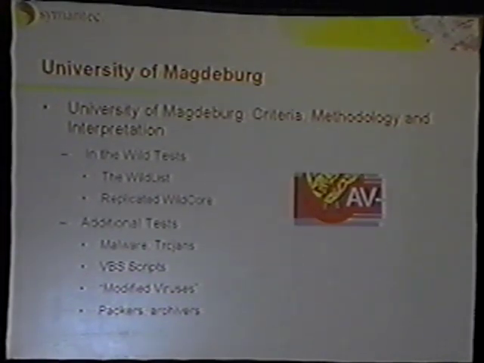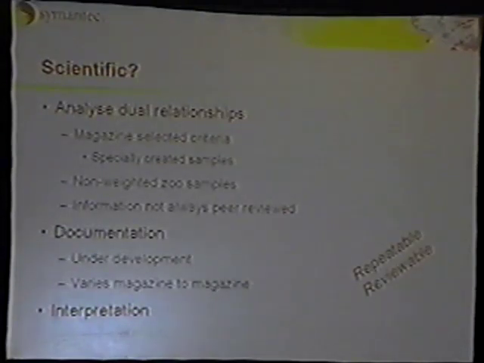So Andreas Marxen, University of Magdeburg, which is now AV Test, no longer affiliated with the university since I started putting these slides together, but still doing some work with the university, they do a number of these tests. Are they scientific? Because this tester works a great deal with magazines, it's really important when you read these tests that you analyze the dual relationships that exist. The magazine will often suggest and select the criteria, so the tester may have no control. And the magazines aren't always specialists in the area of antivirus testing.